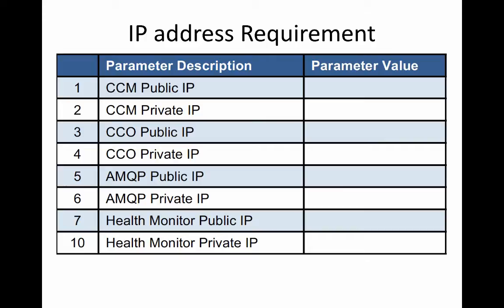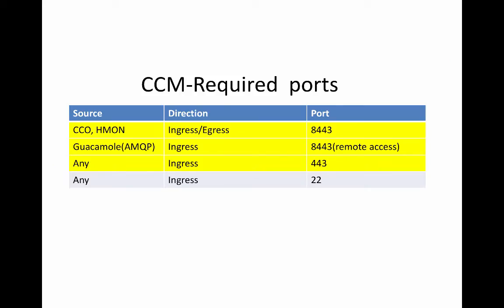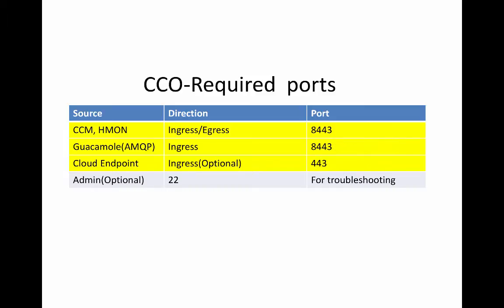So you'll have to have a public IP so that it can talk to AMQP and also the Health Monitor. The Health Monitor is inside the data center. For the ports required, 8443 is probably one of the most important. You'll see that CCO and CCM talk to each other, and also HMON, on that 8443. Guacamole is also for remote access. Then ingress is 443 for your browser access, and 22 you would see open mostly for troubleshooting purposes. So you can SSH into the box and do the troubleshooting.